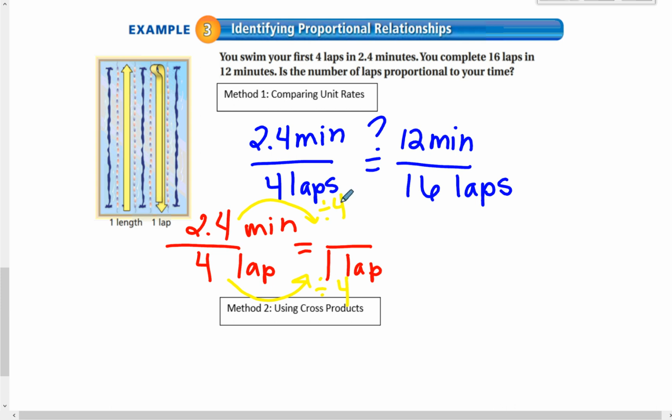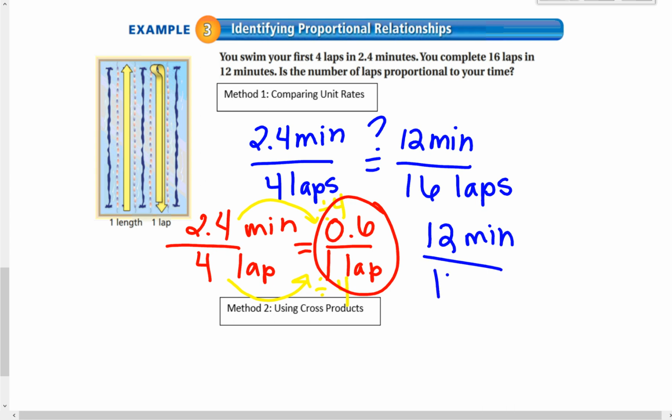So in my calculator, I'm going to put 2.4 divided by 4, and I'm going to get 0.6. I'm going to circle that so I remember that for later. Then I'm going to take my second one. So I have 12 minutes for 16 laps.